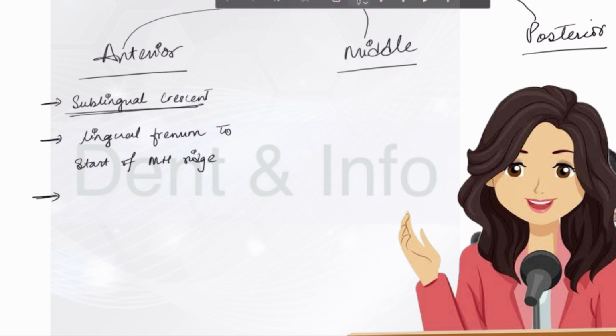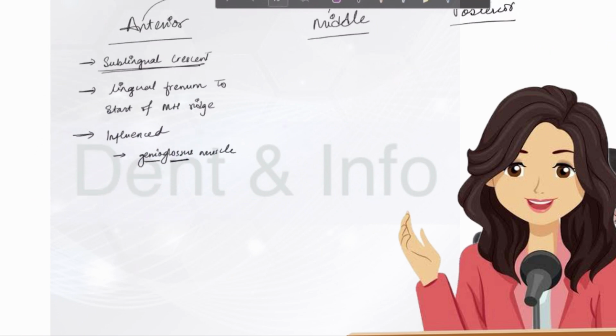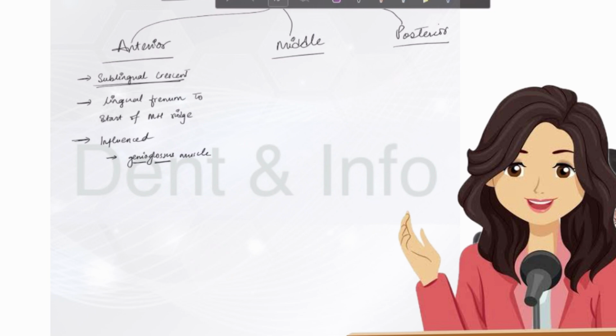Now this anterior part, what different structures or muscles are going to affect it? So mainly it is influenced by your genioglossus muscle. Now genioglossus muscle, just take a moment to understand, goes from genial tubercle to the tongue. So anteriorly you have your genial tubercles, it goes to the tongue. So this muscle is going to influence the anterior part of your alveolingual sulcus. Second is it is going to be affected by the fold which is present in the midline, which is your lingual frenum.